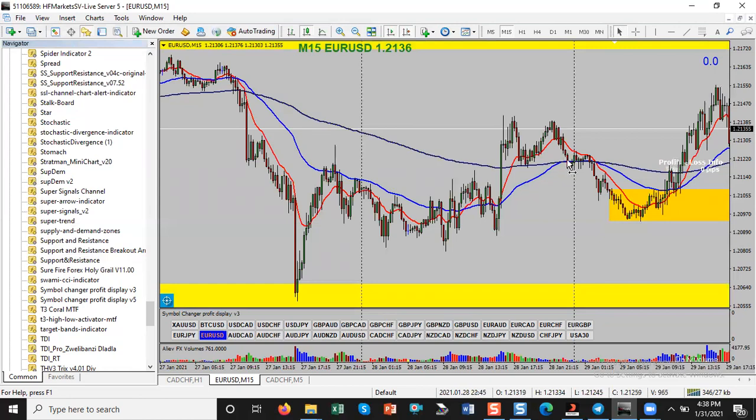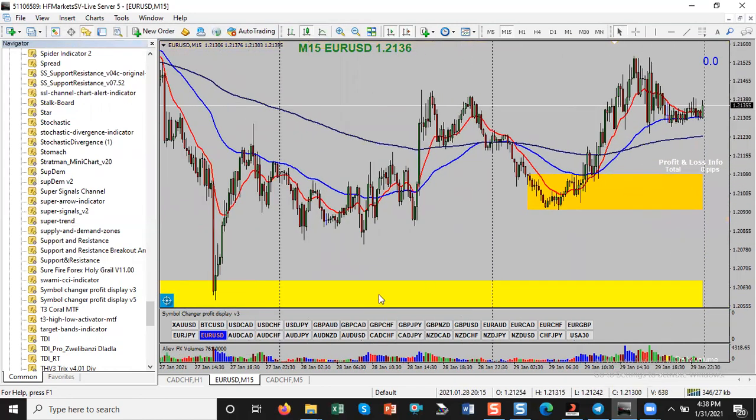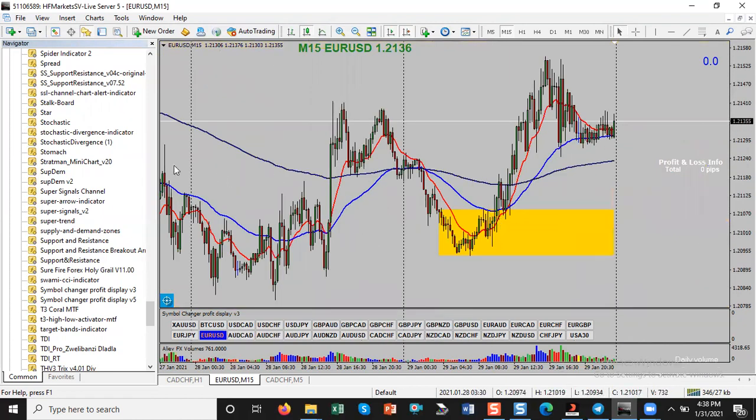That is it. All right. So you can see the difference between the two. This one is retouch. This is the one that has been retested. That's why you see yellow, and this is gold for a fresh zone.